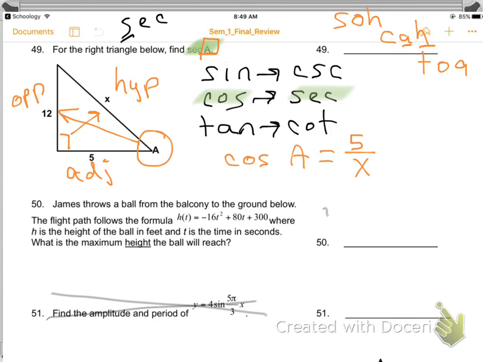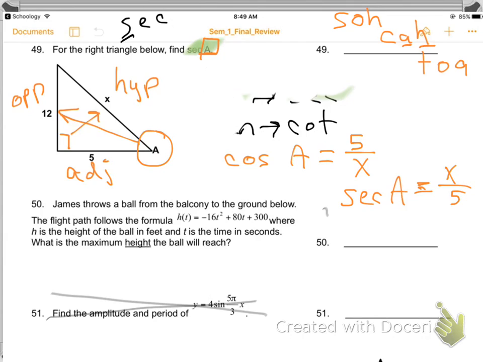So the secant would simply be the flip of this. The secant of A would be x over 5. They may want you to solve for x. I'm going to erase some of this up here, so if you need to write it down. If it's a multiple choice test, so if they actually gave you numbers, where would they get a number from?